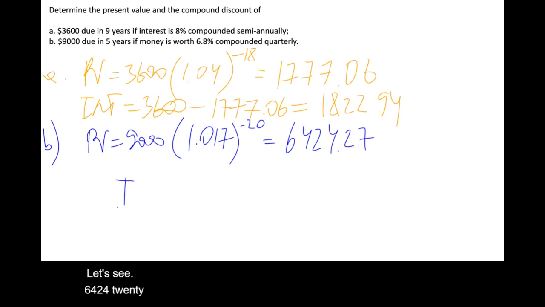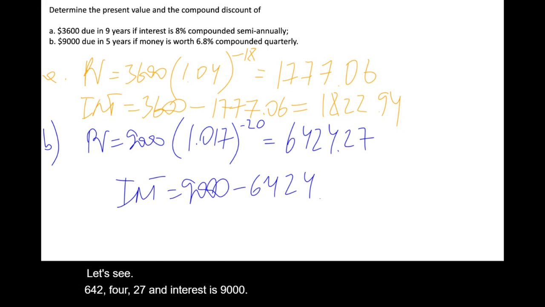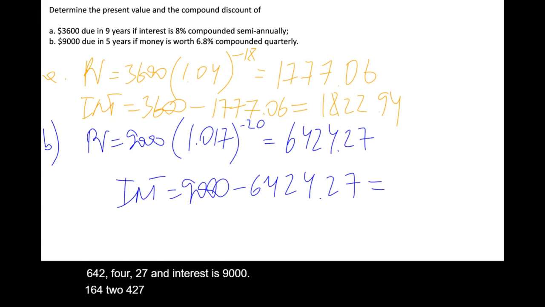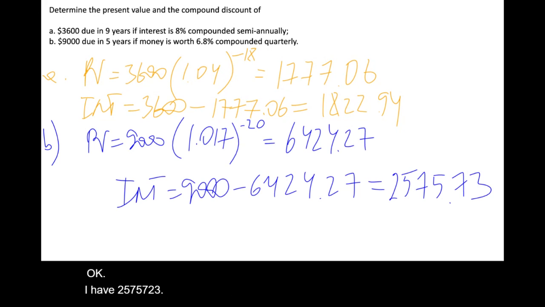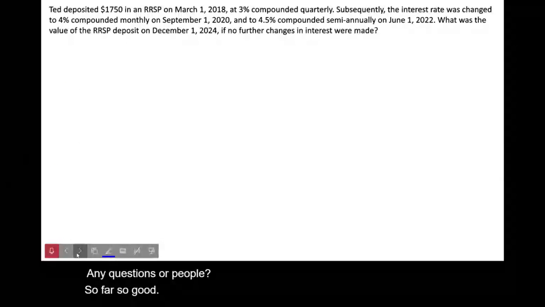6,424.27, and interest is 9,000 minus 6,424.27. Okay, what I have is 2,575.73. Okay, any questions, people? So far so good. Next one.